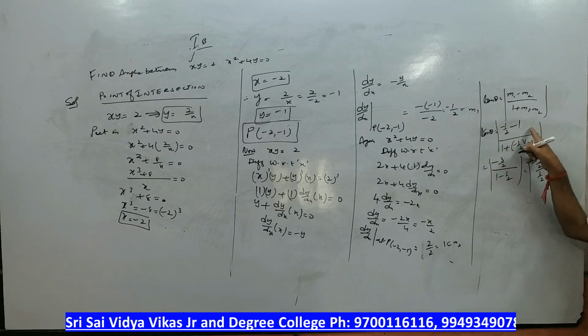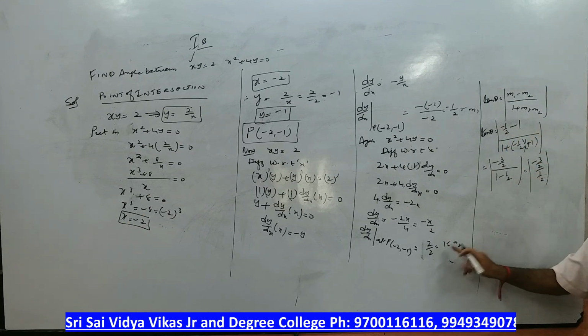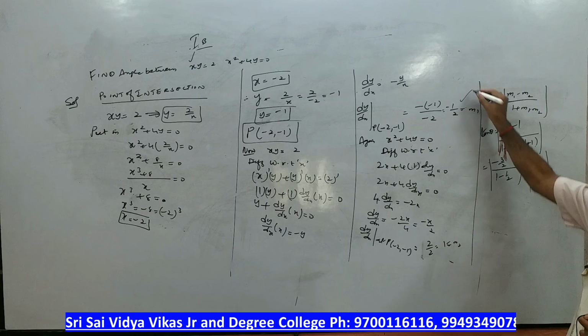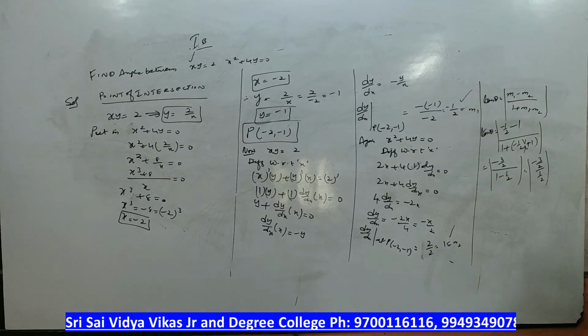So m1 minus m2. What is the m1? Minus 1 by 2. m2? 1. So minus 1 by 2 minus 1 by 1 plus minus 1 by 2 into 1. Plus sign only we have to take. So this becomes 1 minus 1 by 2. 2 will get cancelled. Tan theta is equal to minus 3 by 1 modulus. So tan theta is equal to 3. So theta is equal to tan inverse 3.